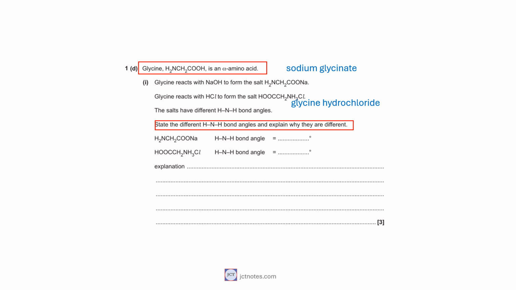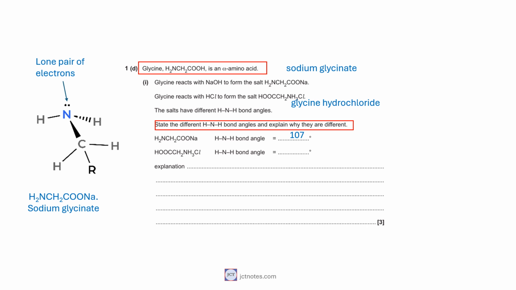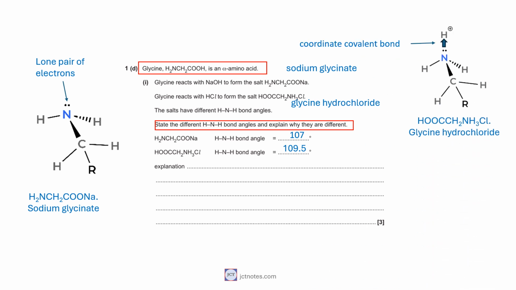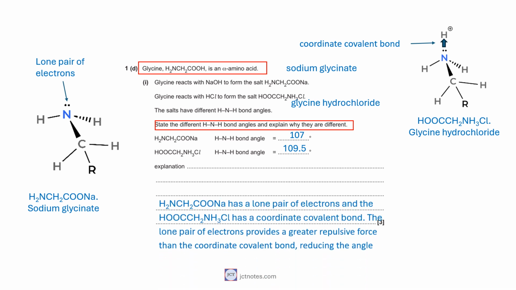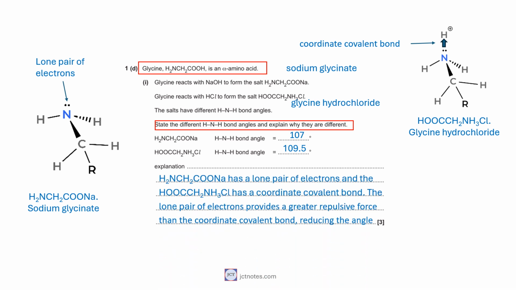In the case of sodium glycinate, the angle is 107 degrees, with a structure in which the nitrogen has 3 bonds and 1 lone pair of electrons. In glycine hydrochloride, the angle is 109.5 degrees, with a structure in which the nitrogen has 4 bonds, 3 sigma bonds and a coordinate covalent or dative bond. The lone pair of electrons provides a greater repulsive force than the coordinate covalent bond, reducing the angle.